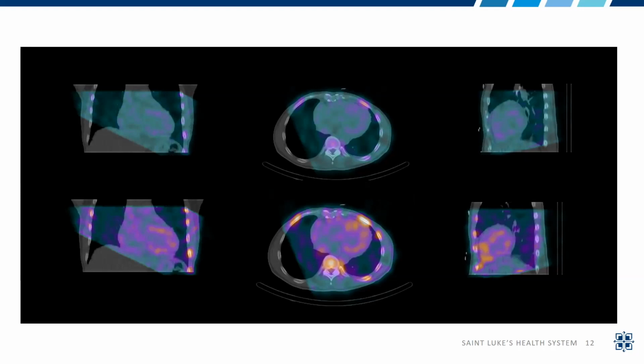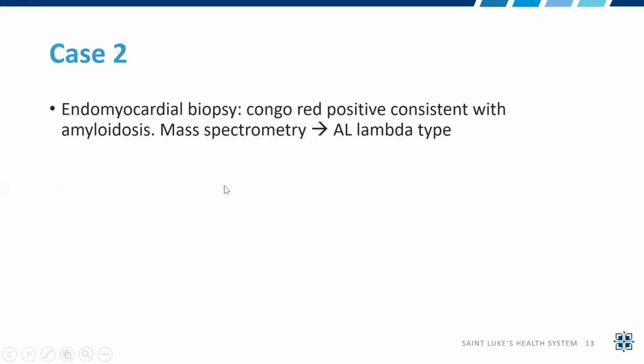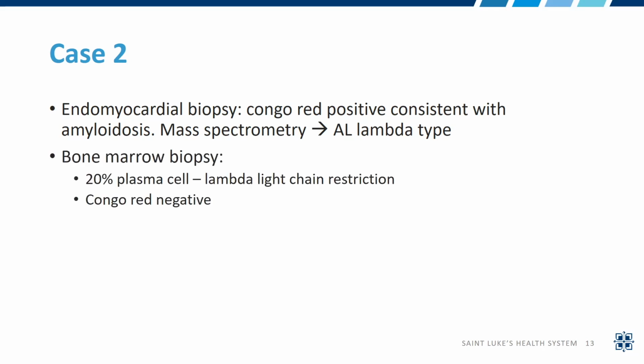You have maybe a grade 1/equivocal study here on the PYP, and you have a positive lambda light chain level. This guy needs additional testing. So we sent him for an endomyocardial biopsy. His Congo red was positive, consistent with amyloidosis. And we did mass spectrometry on that, and it was AL lambda type. And so this patient, interestingly, had a bone marrow biopsy that then showed 20% plasma cells, which is quite high and puts him in the multiple myeloma category.